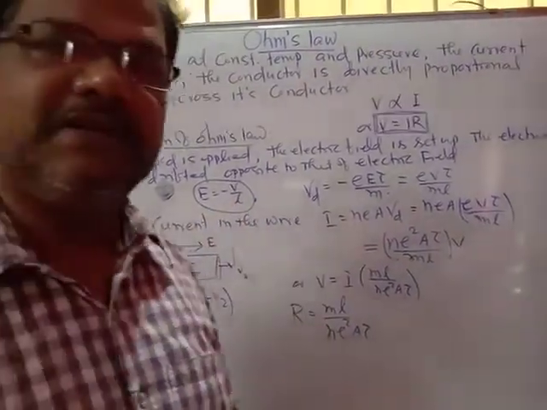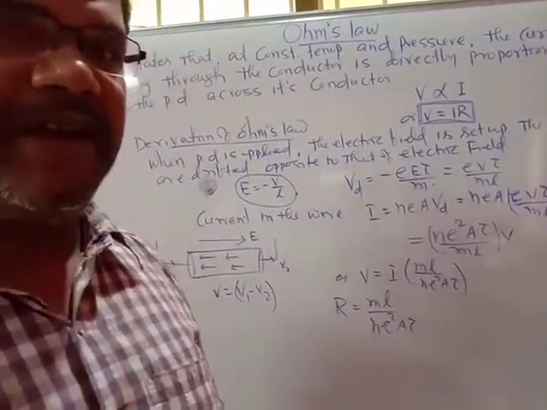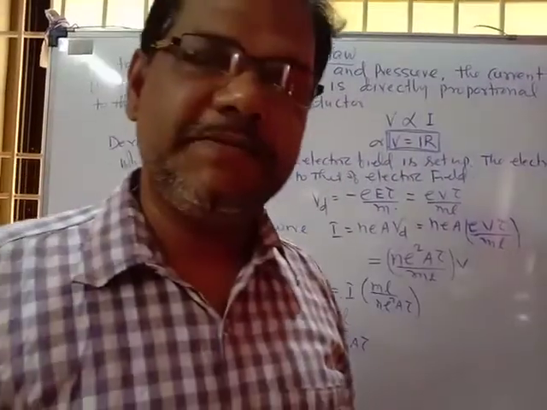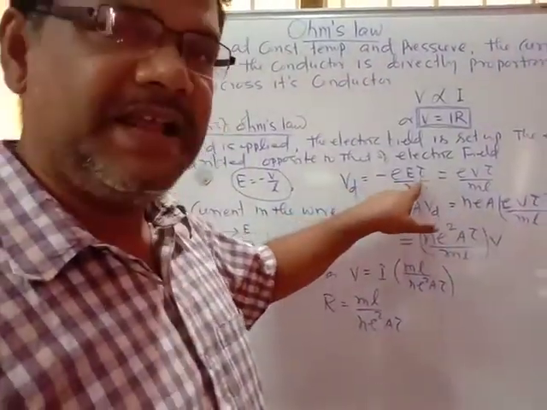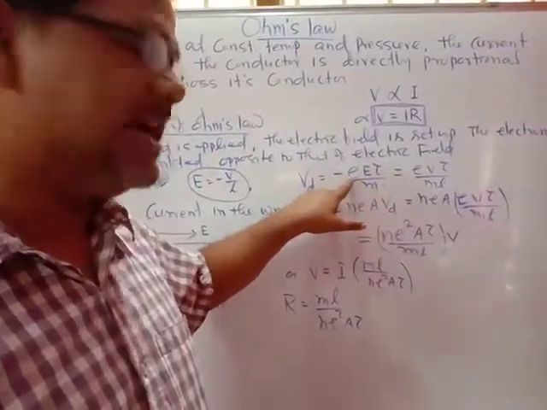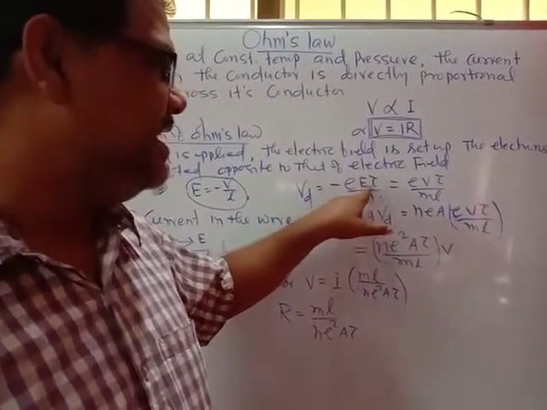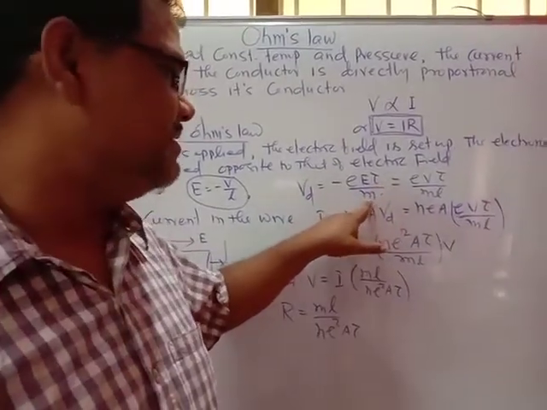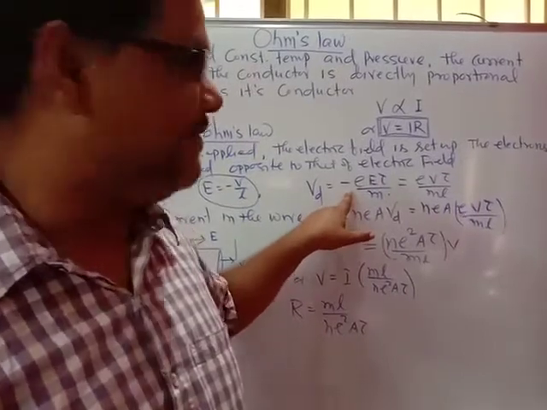Another thing is that the electrons are drifted opposite to the electric field. The expression for the drift velocity, you know it, is Vd equals minus e E tau upon m. Here e is the charge of the electron, E is the electric field intensity, tau is the average relaxation time, and m is the mass of the electron. The negative sign indicates it is opposite to the electric field.